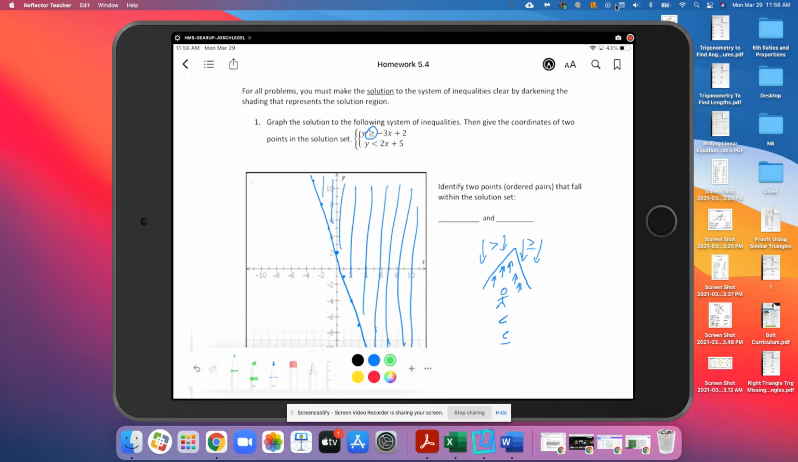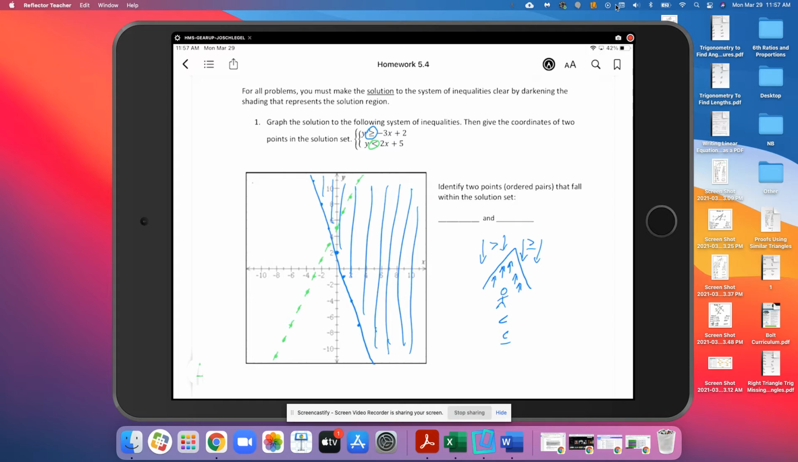And then our second line here is going to be a dotted line because it is only a less than symbol, not less than or equal to. We have 2x plus 5, so we're going to plot our point at 5. Our slope is 2, again, which is equivalent to 2 over 1. So get my dots going here. And this is a dotted line again because there is no equal sign underneath the less than symbol.